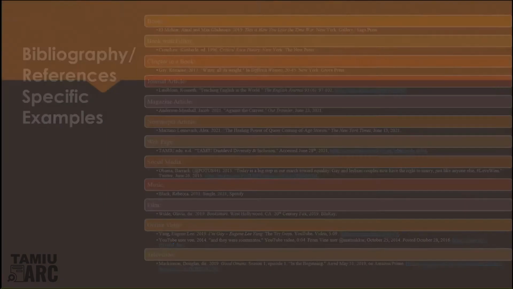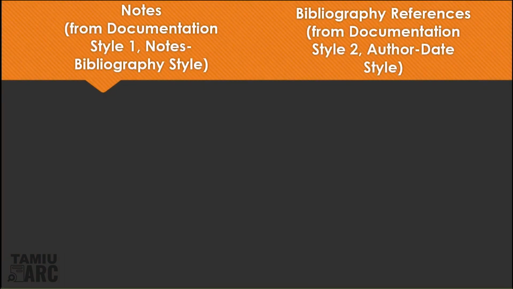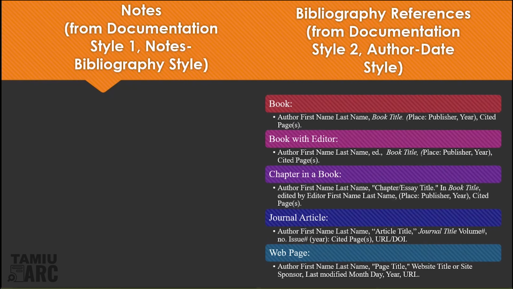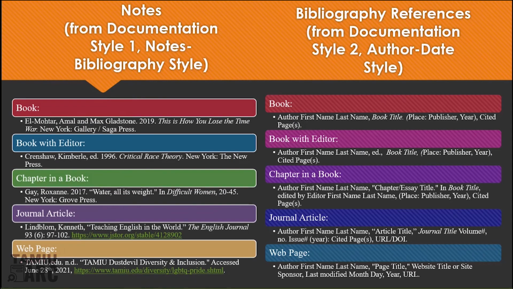One last thing you should be aware of when you are looking at Chicago's 2 different documentation styles is that although notes and bibliography references can be quite similar to each other, even having different needs depending on different kinds of sources, notes and references are different from each other. For example, in notes, authors' names are listed first to last, and in bibliographies, they are listed last comma first. Notes tend to use periods to separate information, whereas bibliographies tend to use commas. There are many other differences you should be aware of too.